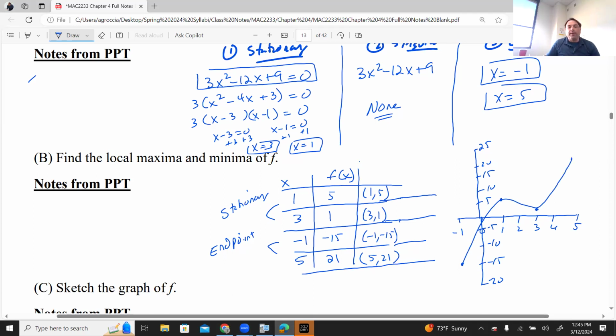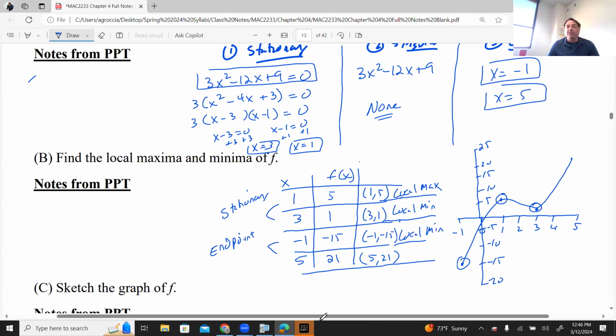And then if we go one by one, what do we have at 1, 5? Local max. What do we have at 3, 1? Local min. What do we have at -1, -15? Is it a min or is it a max? Now again, some of us are a little confused there. Are you going to walk down to it or walk up to it? Walk down to it. That is a local min.